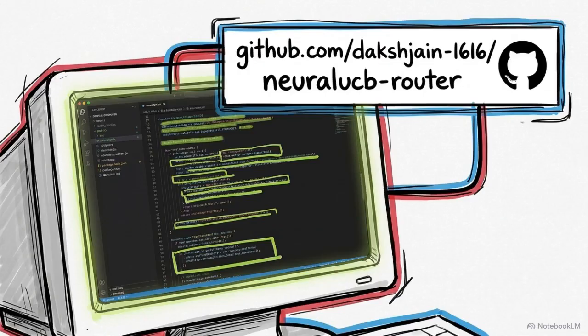You can deploy this proxy today by visiting the NeuralUCB Router repository on GitHub to start optimizing your own API usage.